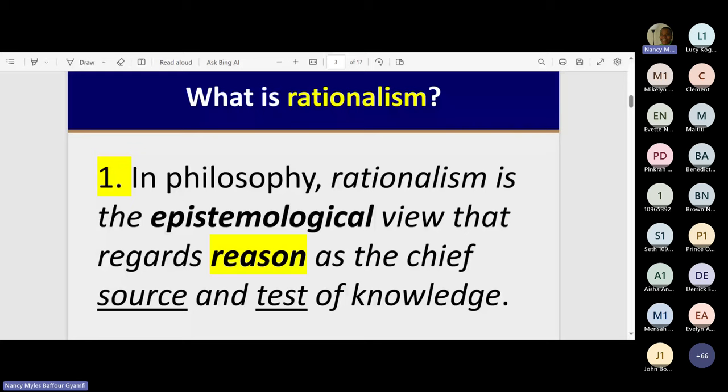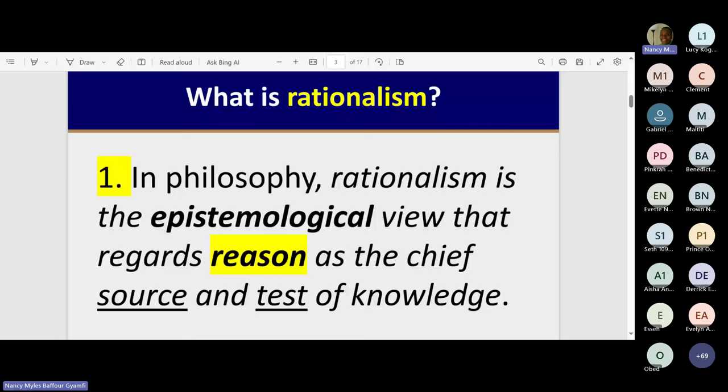What is rationalism? In philosophy, rationalism is the epistemological view that regards reason as the chief source and test of knowledge. Well done. So if nobody knew anything, suppose you never entered philosophy class, you don't even know what philosophy is. With this slide, you should be set off. It should give you some confidence that when you hear the word rationalism in the technical sense that we said we are going to focus on, you should be thinking about an epistemological view.